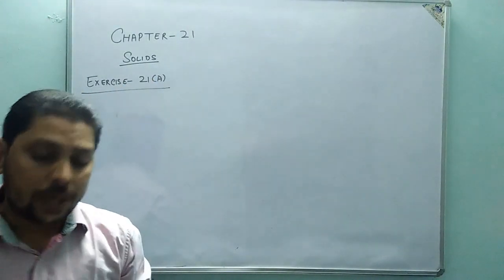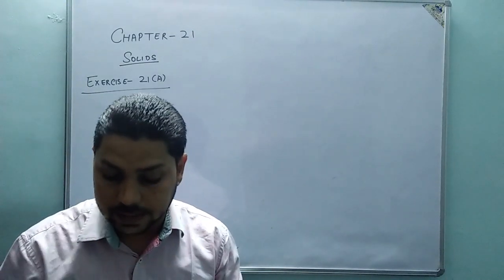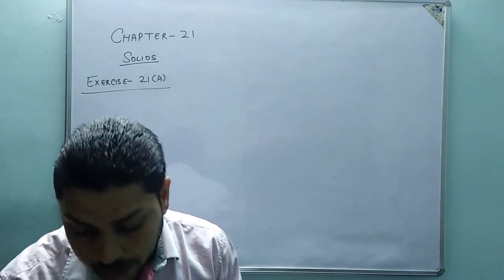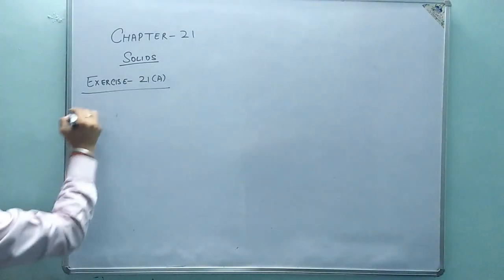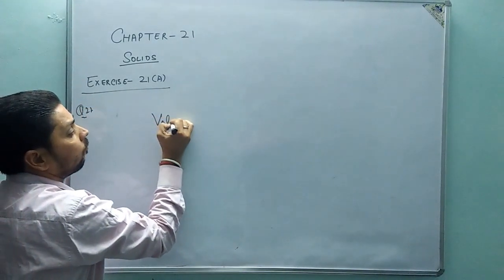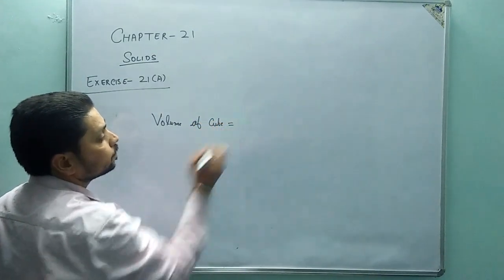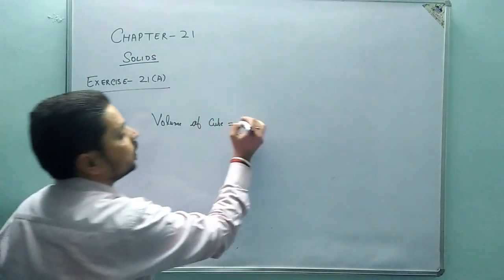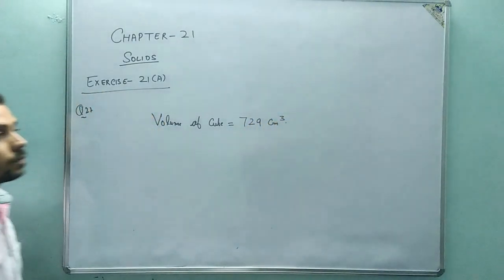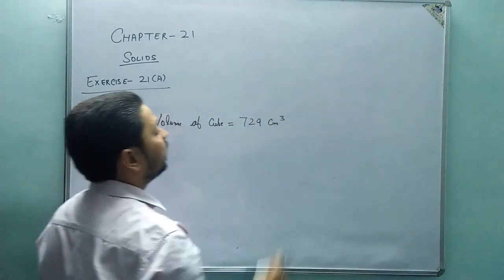What is given in question number 2? It is given that the volume of a cube is 729 centimeter cube. Find the total surface area. Volume of cube is 729 centimeter cube.